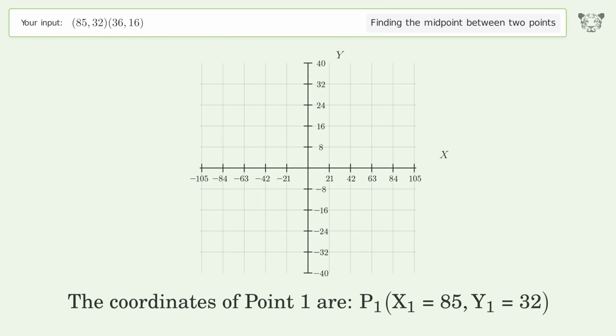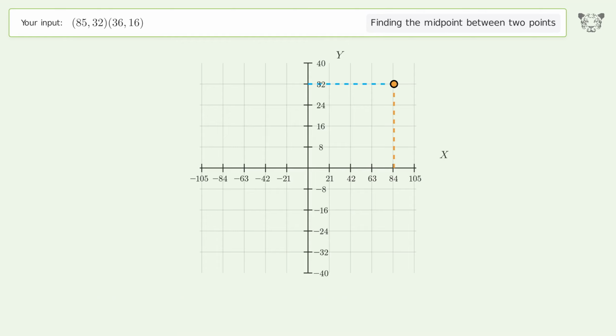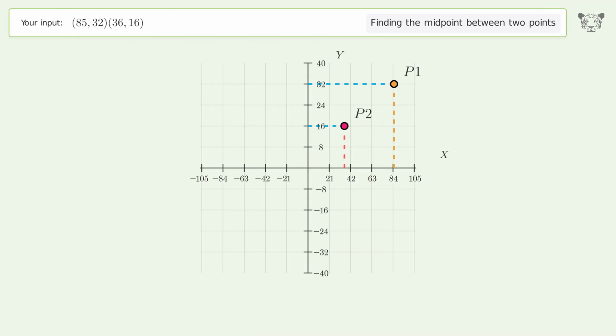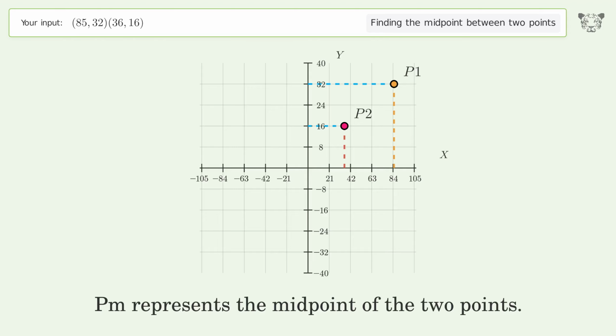The coordinates of point 1 are x1 equals 85, y1 equals 32. The coordinates of point 2 are x2 equals 36, y2 equals 16. PM represents the midpoint of the 2 points.